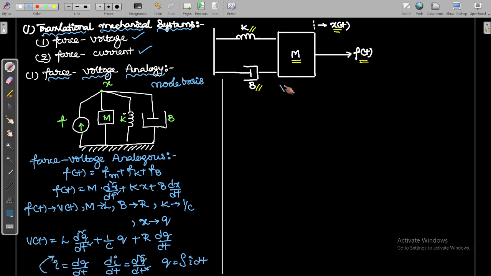So we can write that as V of t is equal to L into di by dt plus B can be written as R into I, plus K can be written as 1 by C integral of I dt. I have replaced in place of Q this equation. In place of dq by dt I have replaced I. In place of d square x by dt square I have replaced di by dt. So now you have got the equation.